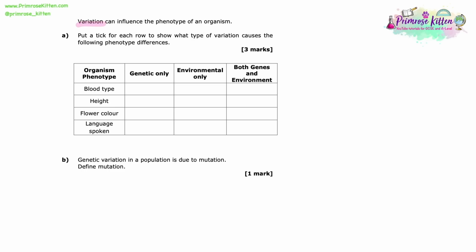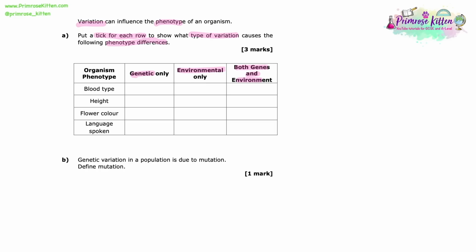Variation can influence the phenotype of an organism. Put a tick for each row to show what type of variation causes the following phenotype differences. So we've got to decide if each of these is caused by just genetics, by just the environment, or by both genes and the environment.